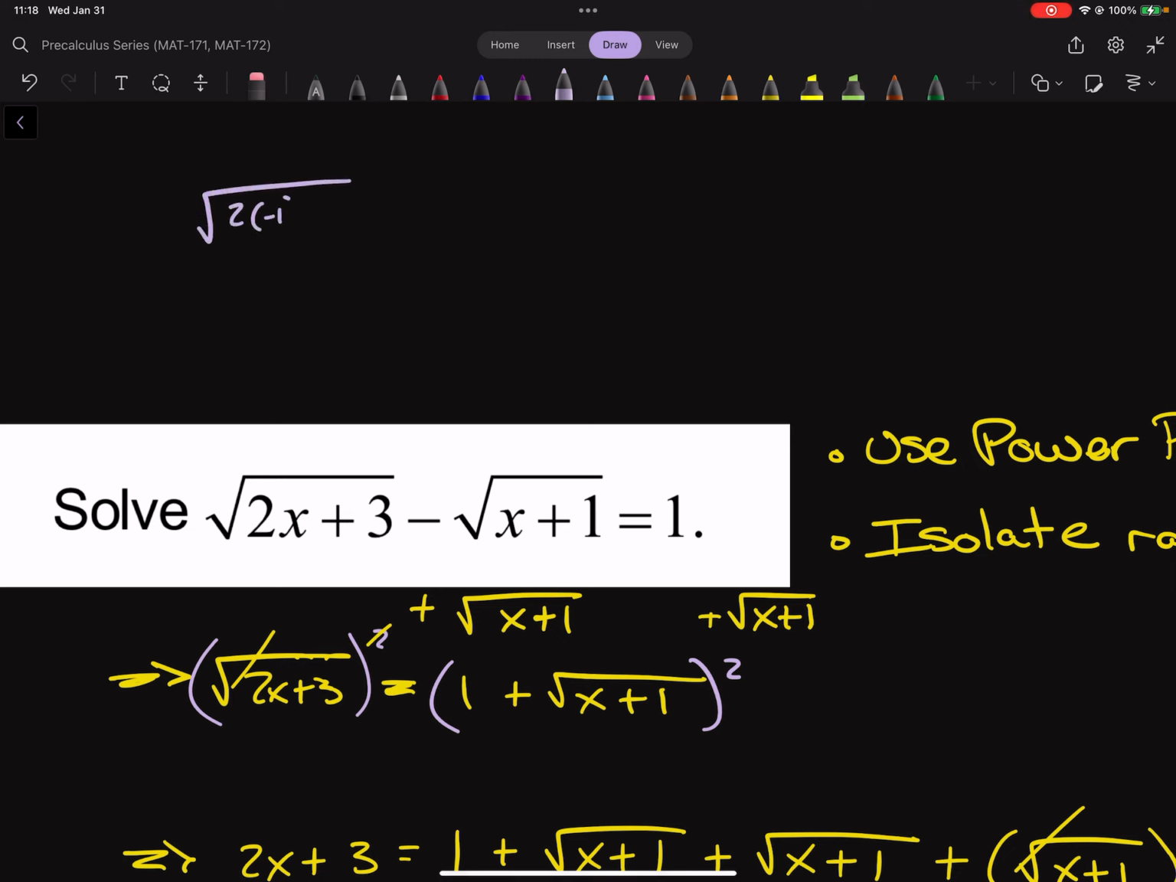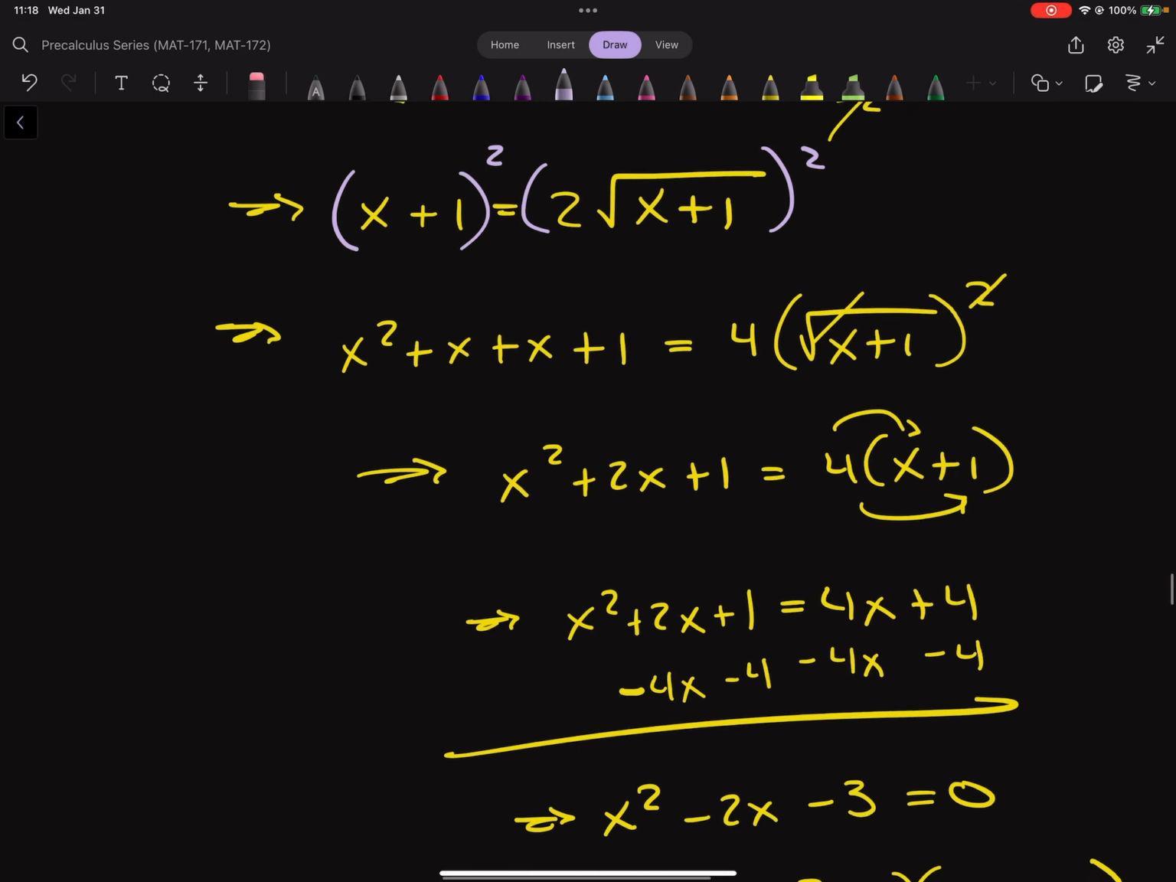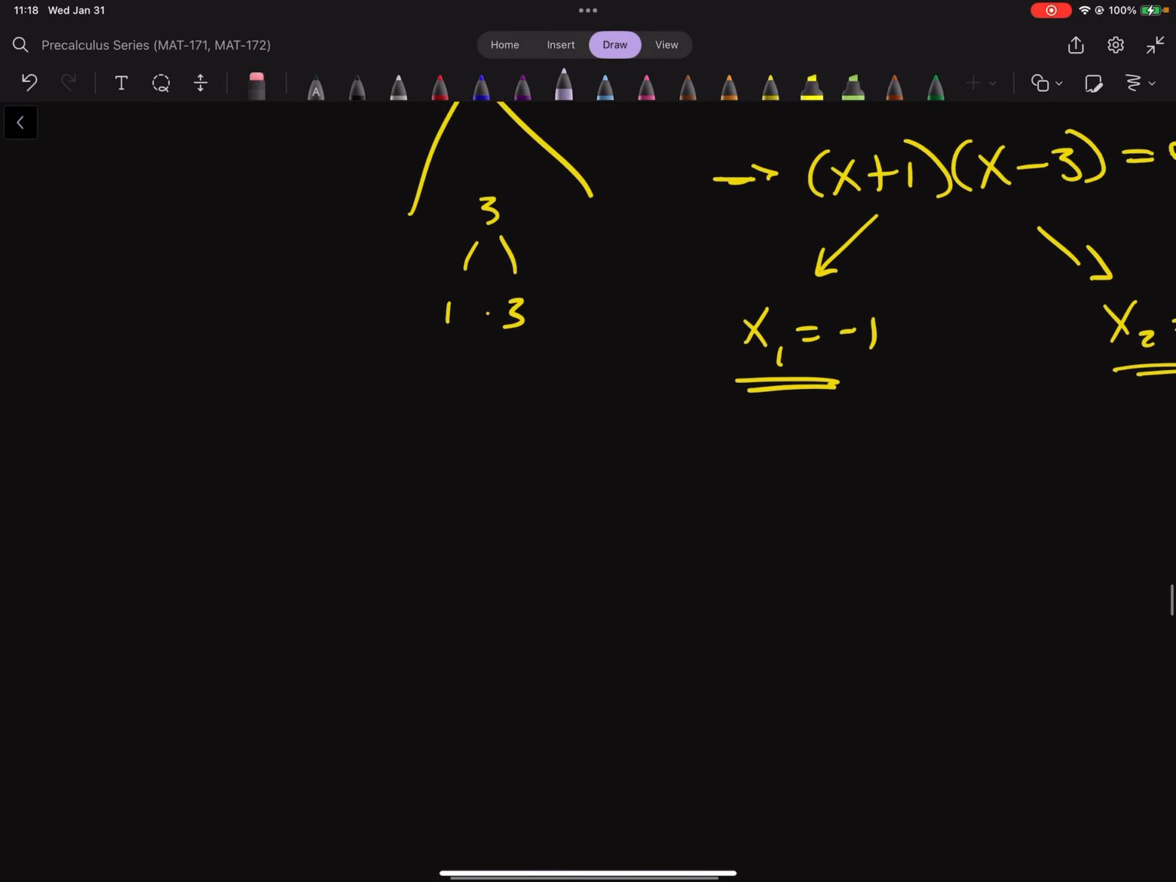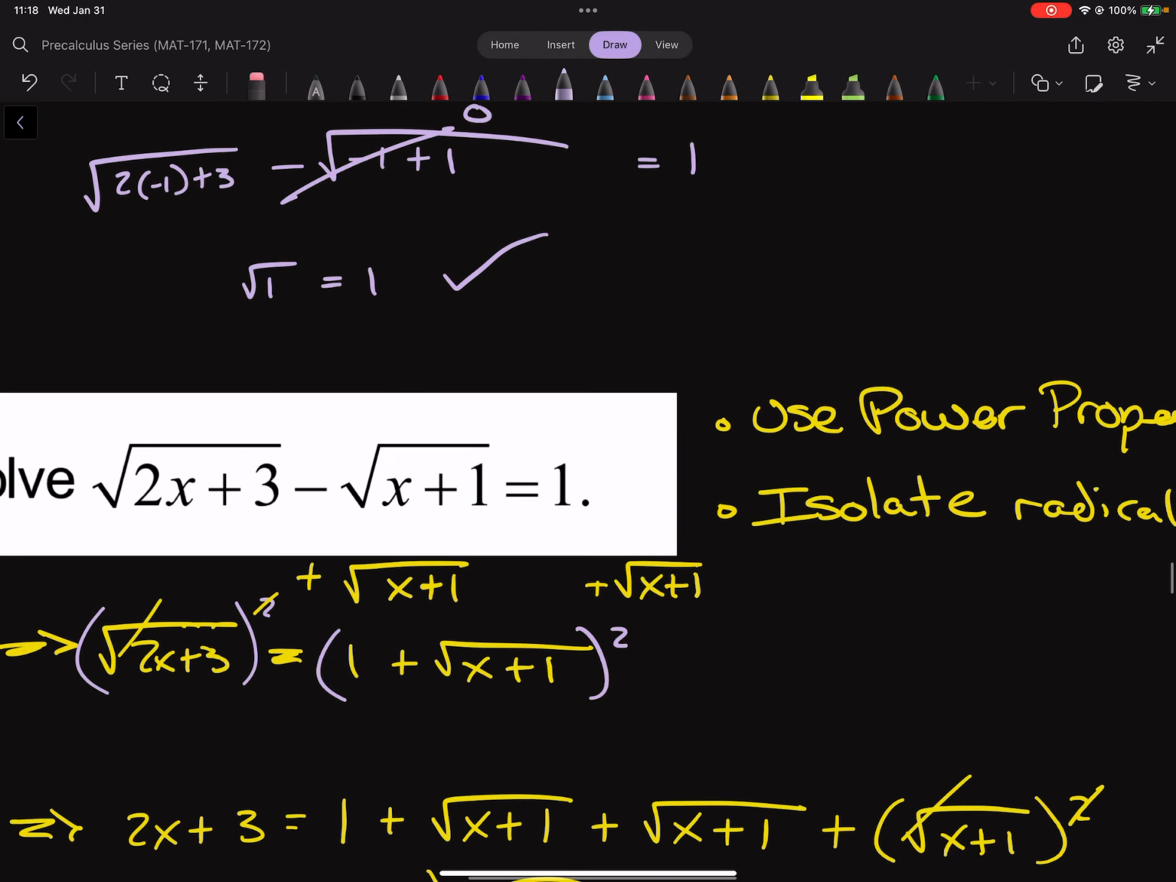If we try negative 1, the square root of 2 times negative 1 plus 3 minus the square root of negative 1 plus 1 equals 1. This is 0, so that's gone. So I get the square root of 1 is equal to 1. Is that a true statement? Yes. Now what about 3? Because the 3 was our other solution, right?